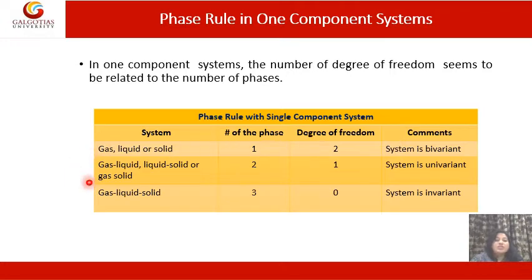If we consider the system gas liquid, liquid solid or gas solid, then the number of phases is 2, degree of freedom is 1, so the system is univariate. If we consider the system gas liquid solid, then the number of phases is 3, degree of freedom is 0, so the system is invariant.